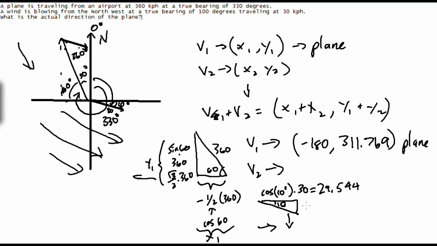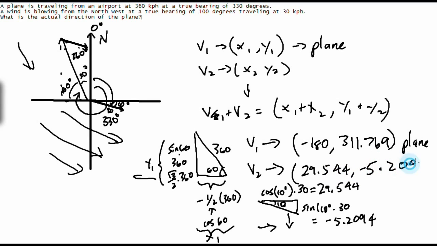So that would just be sine 10 degrees times 30, which is approximately negative. We have to make sure it's negative 5.2094. So we have our second vector, 29.544, negative 5.2094, and that's the wind. So putting this into effect, we can just add these two together.